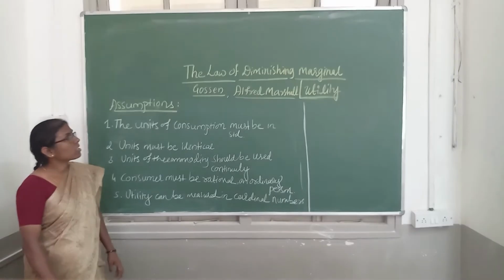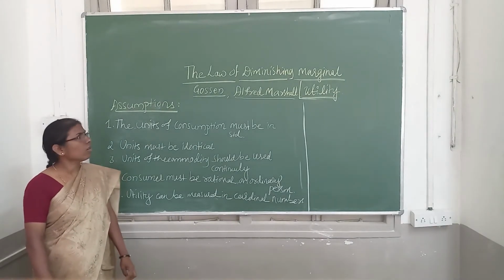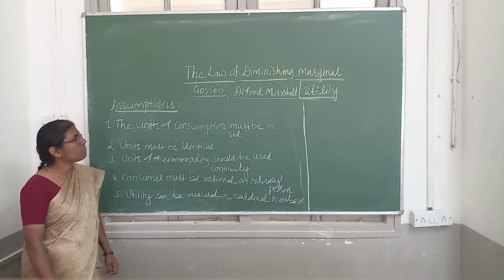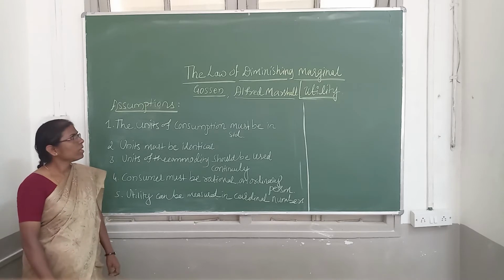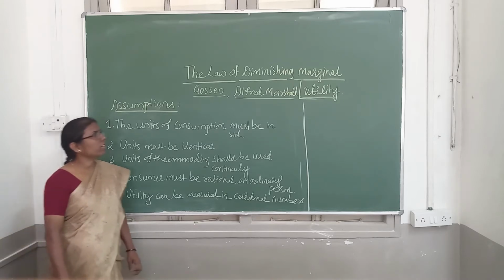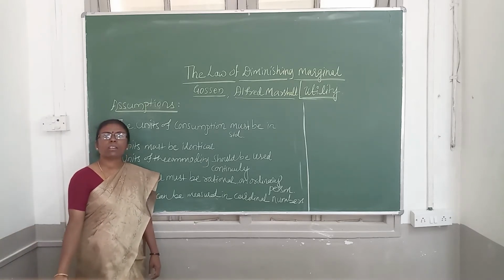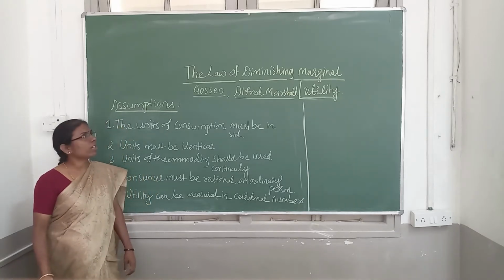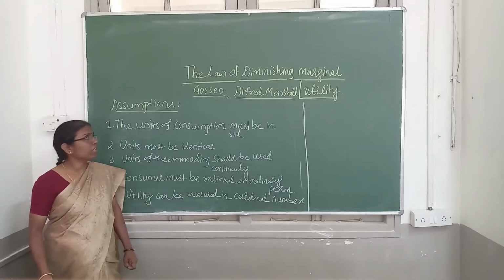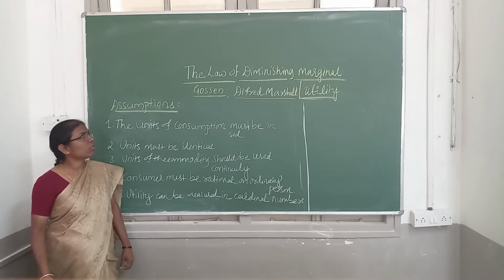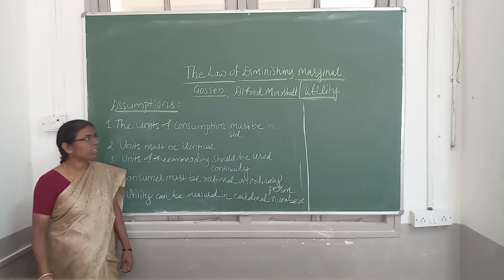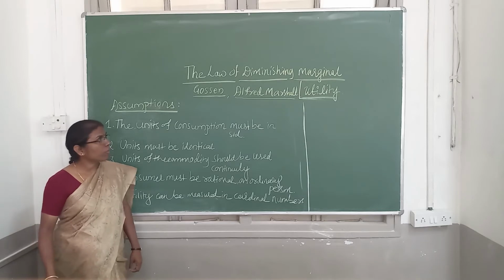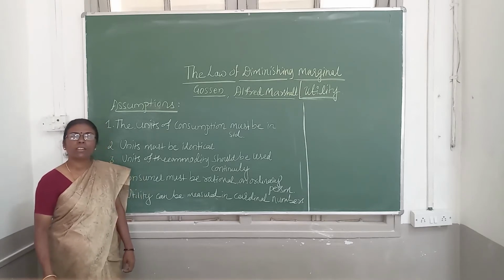Today we are going to discuss a very interesting law, the law of diminishing marginal utility. This is the basic law of consumption, and this law throws light on consumer behavior. This law was first developed by Gossen and later popularized by Alfred Marshall.